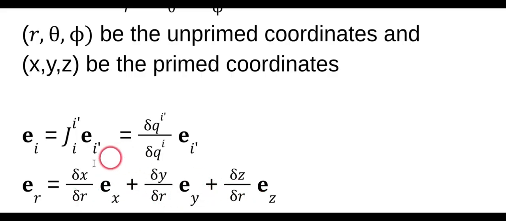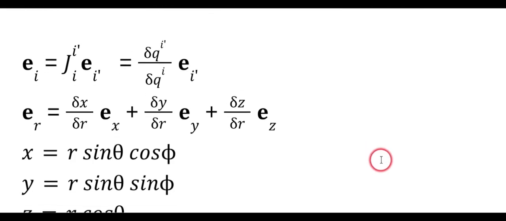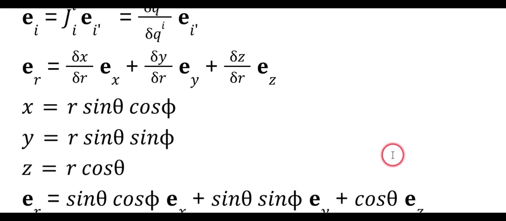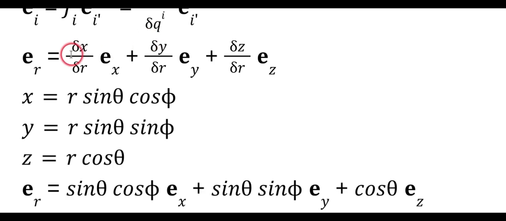R, R, R. Then this is a summation index. So the first case is X, second case is Y, third case is Z. Okay? Here are our transform equations. So we can do all this in our head. What is the partial of X with respect to R? Well, these are constants, and the derivative of R is 1. So we just get these two constants.